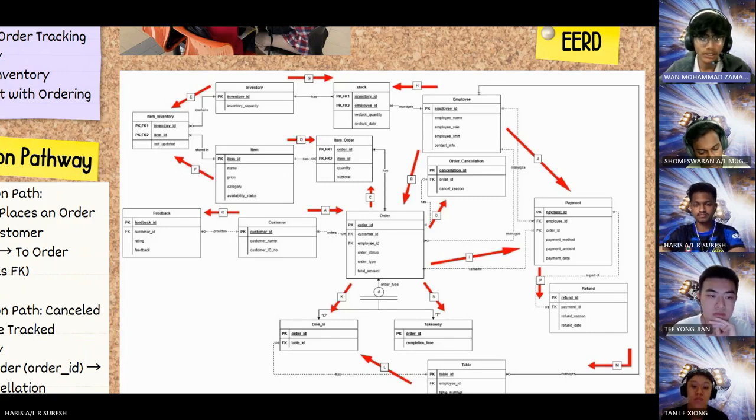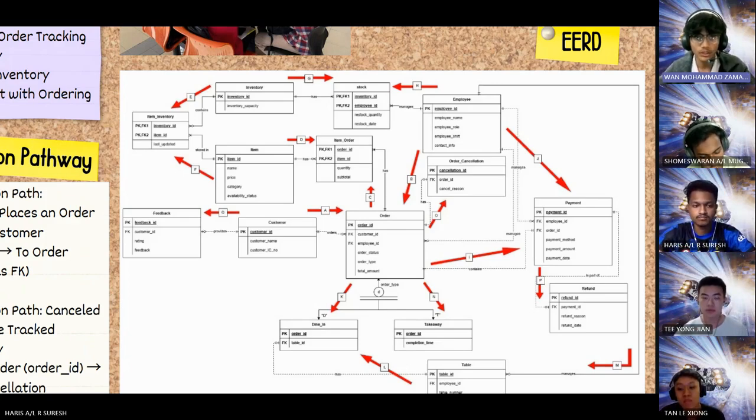So let's go to the order cancellation relationship. The order cancellation table is related to the order table via order ID. This relationship allows the system to record cancelled orders along with attributes like a cancellation ID and a cancellation reason.